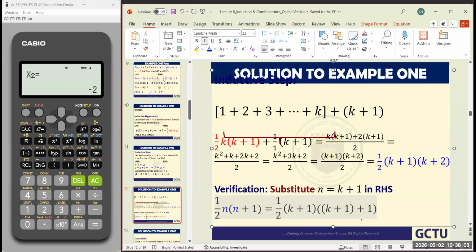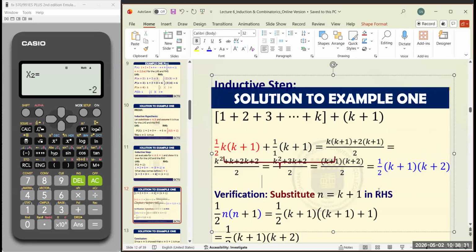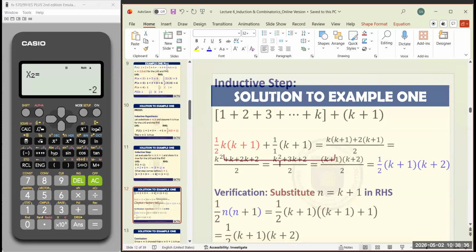Now, if you simplify this, is it not the same as half into bracket k plus 1, all times k plus 2? k plus 1 plus 1 will give you k plus 2, which is exactly what we got when we started. This is exactly what we got when we did the LCM. So all you do when you verify is to substitute n equal to k plus 1.